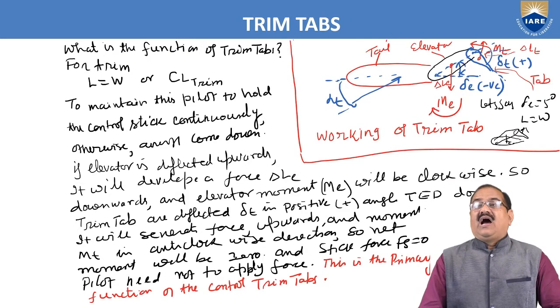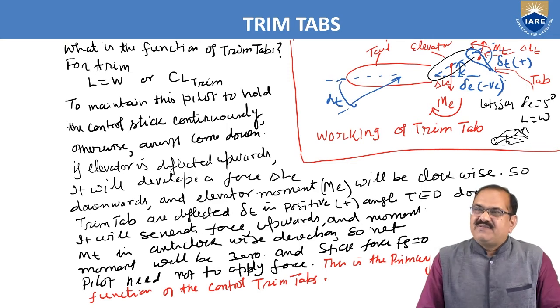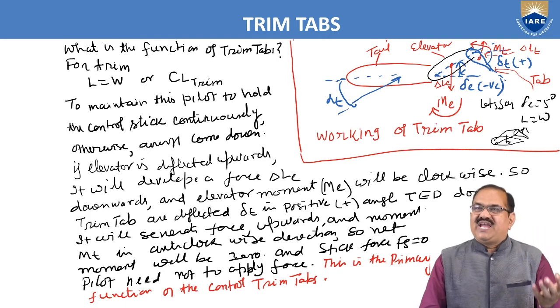Now I am discussing the trim tab and the principle behind it. What is the function of the trim tab? This we are going to answer. The meaning of trim is lift equal to weight. This is the CL trim, meaning the aircraft is flying at the designed trim condition. To maintain this, the pilot has to hold the control stick continuously, otherwise the aircraft comes down. If the elevator is deflected upward, it will develop a force delta LE downwards.